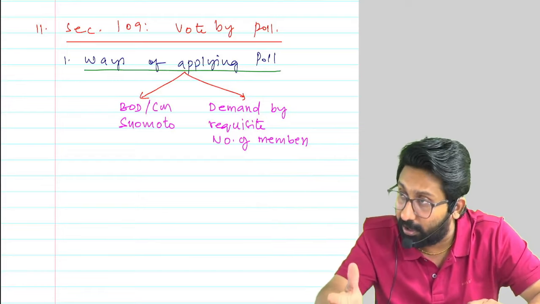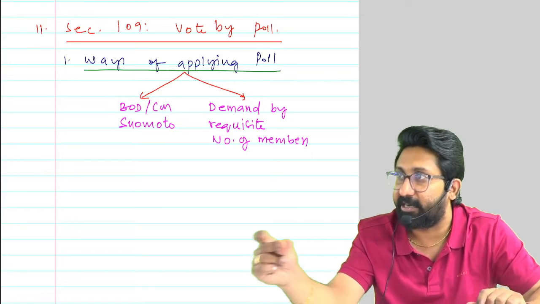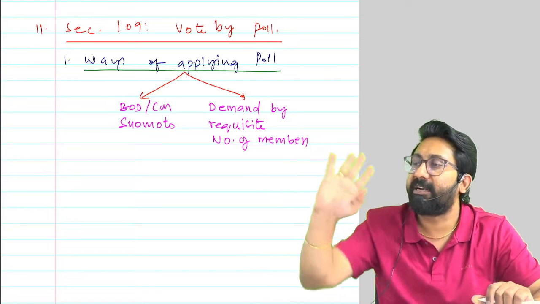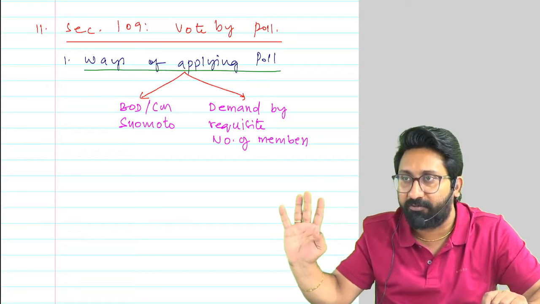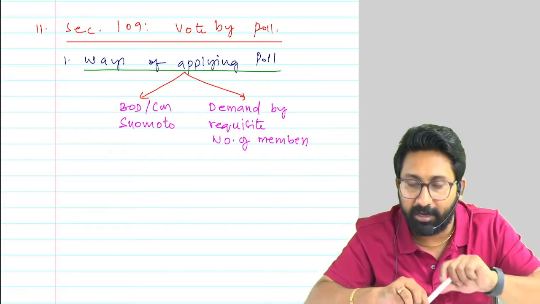Number one. Or he concluded by show of hands before declaration of result. One of the members stood up and said, the result given under show of hands by the chairman is doubtful. I am demanding a poll, they will tell. Listening or not? That's why.